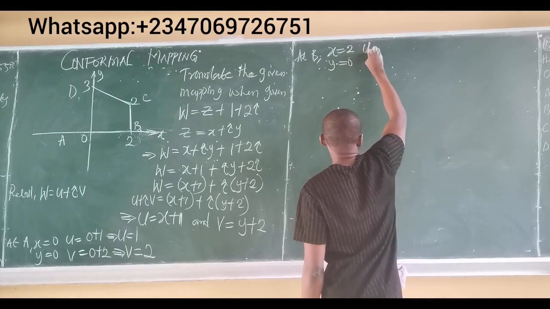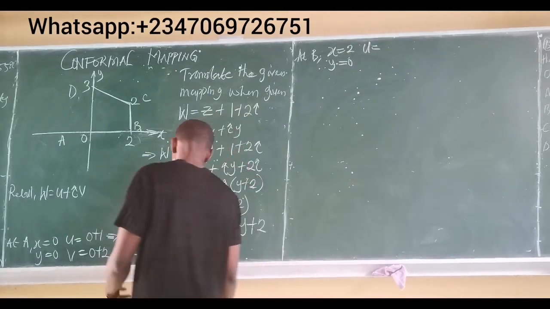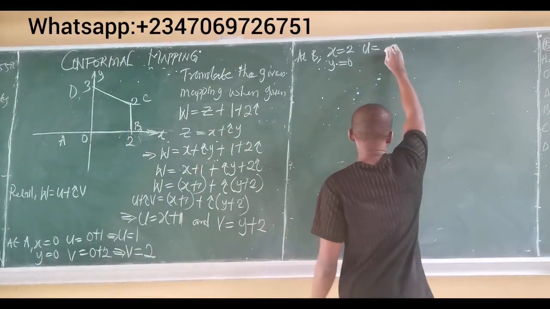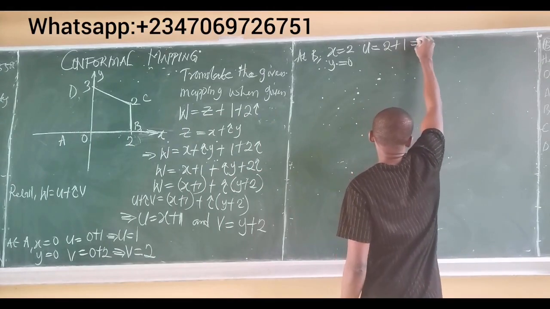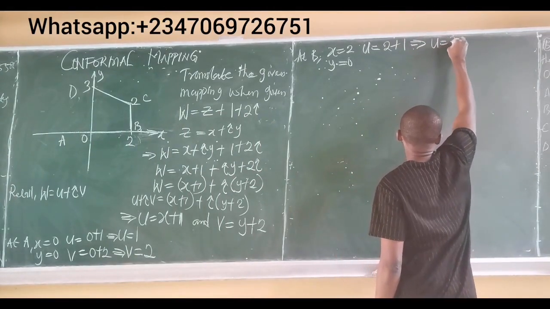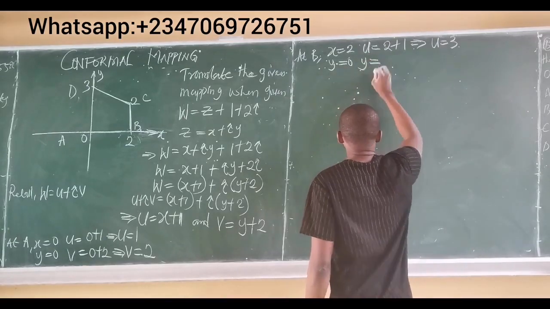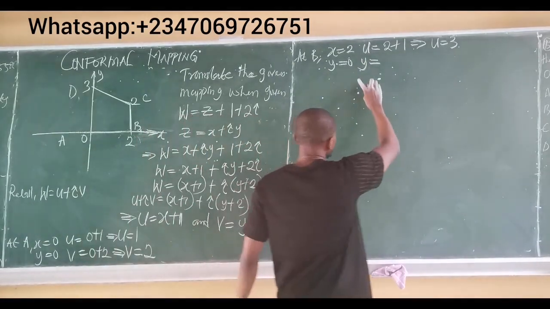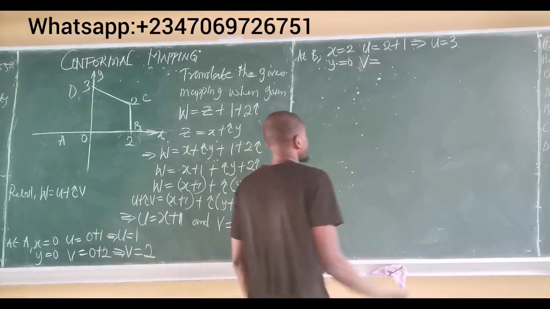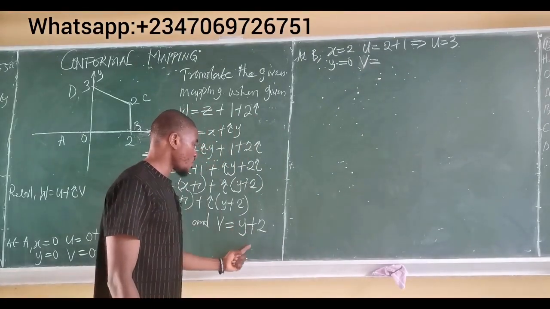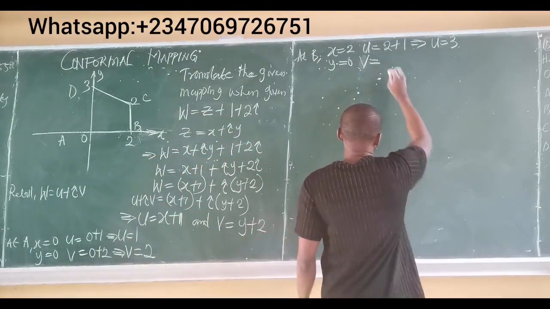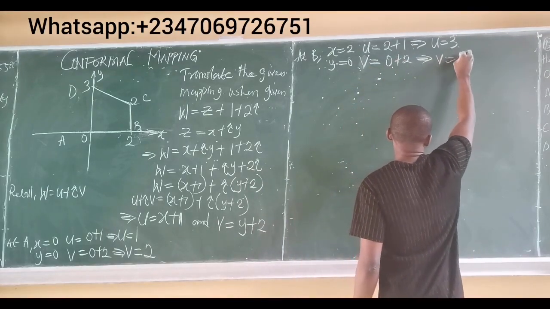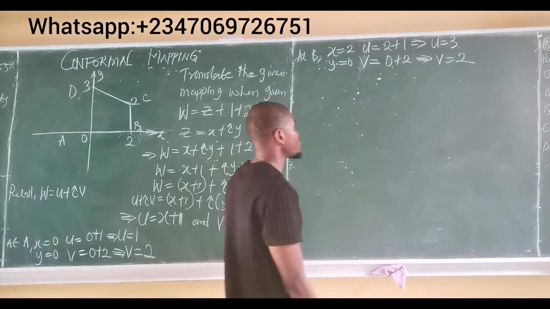So that means we are going to find u, remember that u is x plus 1. X now is 2, so it becomes 2 plus 1, which implies that u is equal to 3. Now, remember, y is 0 and v is y plus 2. So v is equal to y plus 2 and y itself is 0, so we have 0 plus 2, which implies that v is equal to 2, because 0 plus 2 remains 2.